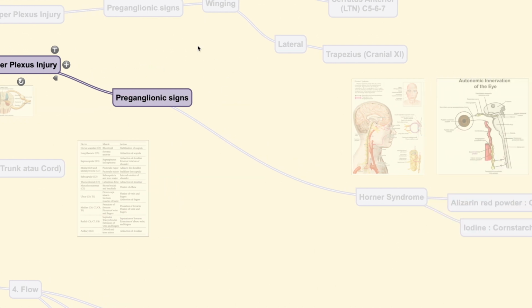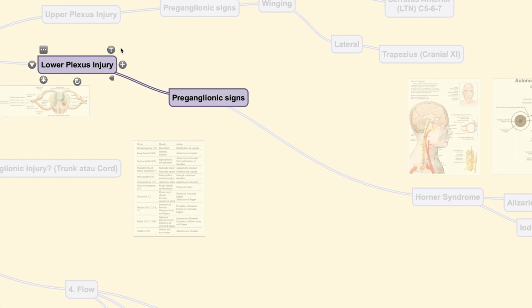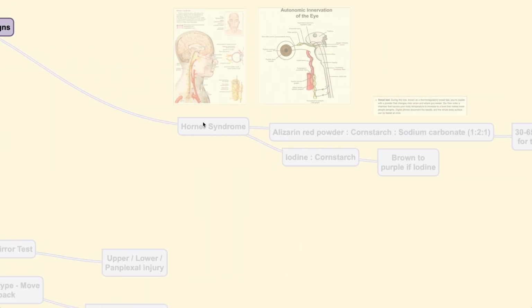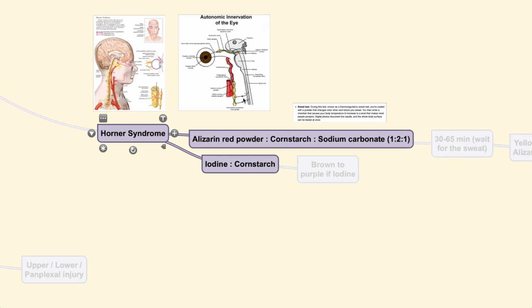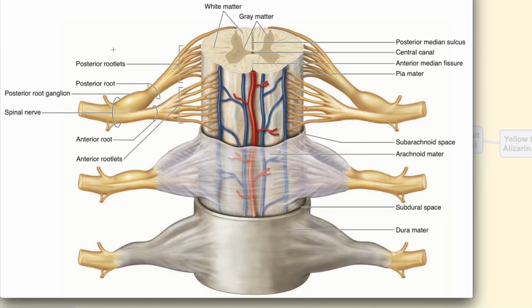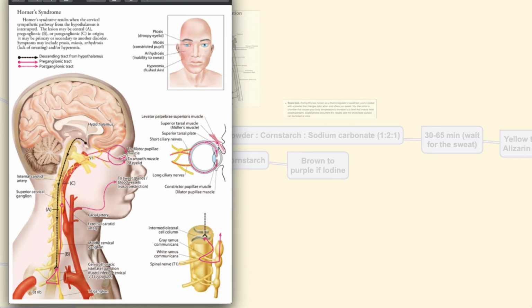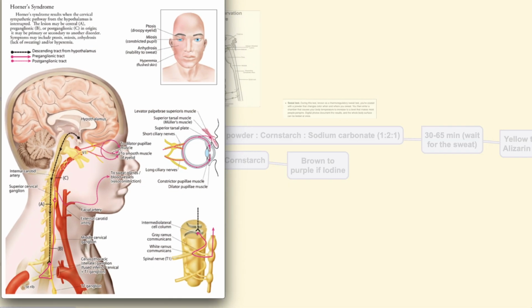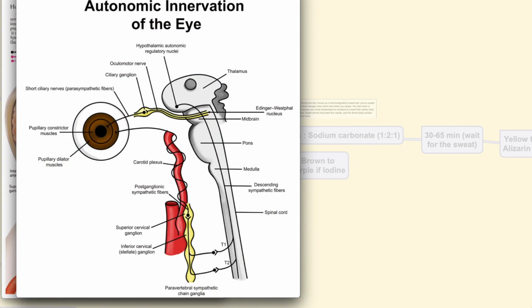Whenever we talk about preganglionic lower plexus injury, we always talk about Horner syndrome. Now, the reason behind this is that, with Horner syndrome, I'll show you this picture first. Okay, and also this picture here.